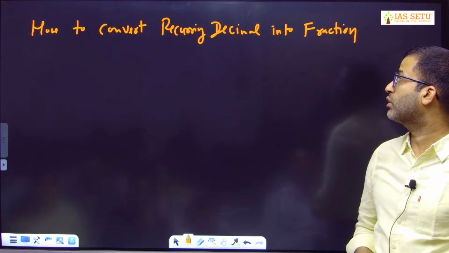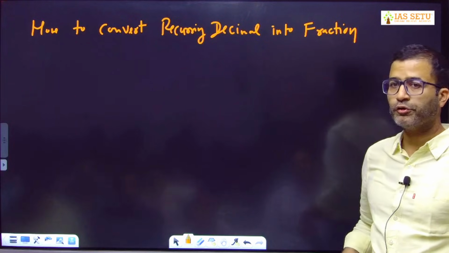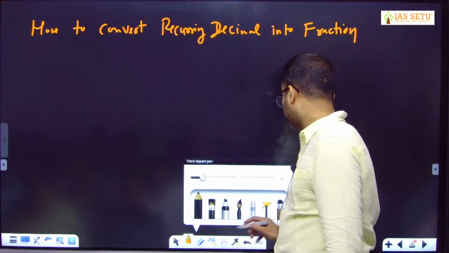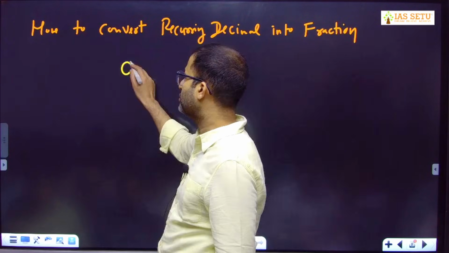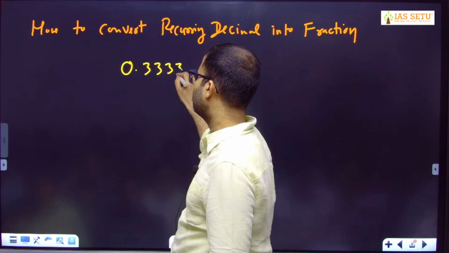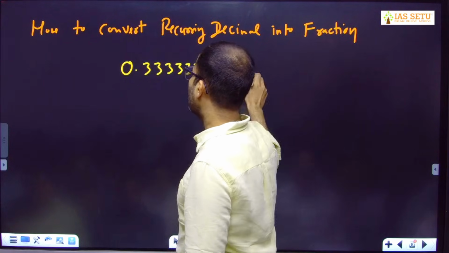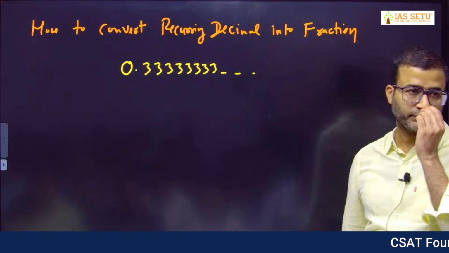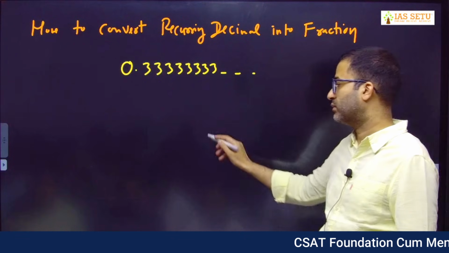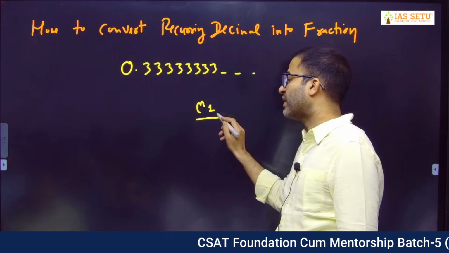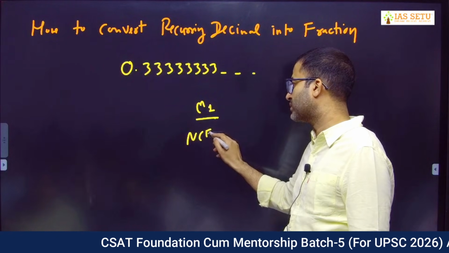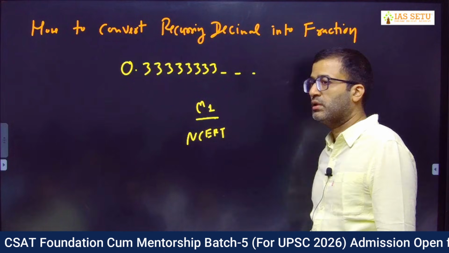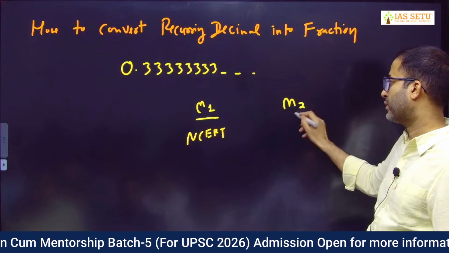Is how to convert recurring decimal into fraction. My first question: 0.333333, we have to convert this in fraction. I give you two methods. Method 1 is NCERT based method. Method 2 is short trick.